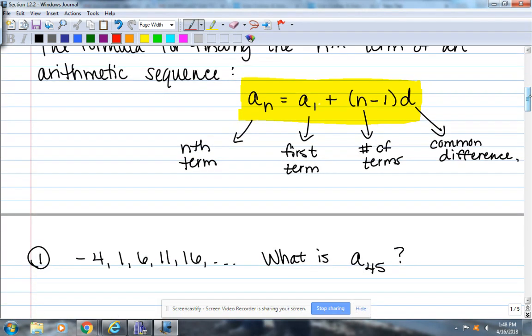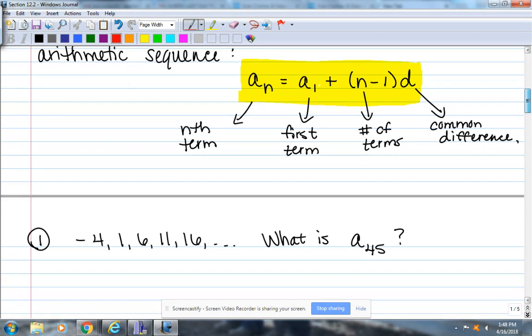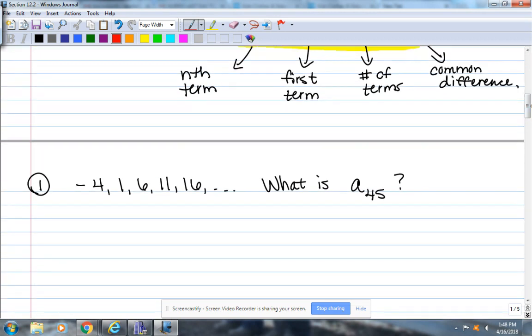Okay, does everybody have that formula written down? A sub n equals A sub 1 plus n minus 1 times D. So they're going to start by giving us a sequence of numbers, and then they want us to find a certain term in this sequence. They have given us the sequence -4, 1, 6, 11, 16, and the dots mean it goes on forever, going the same way, same pattern. And they want us to find the 45th term.